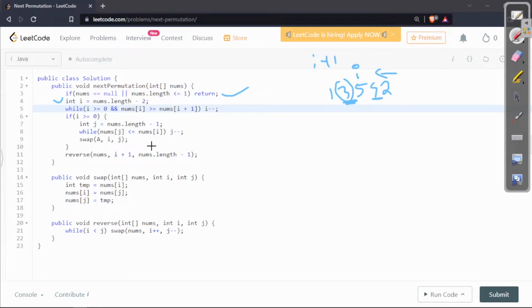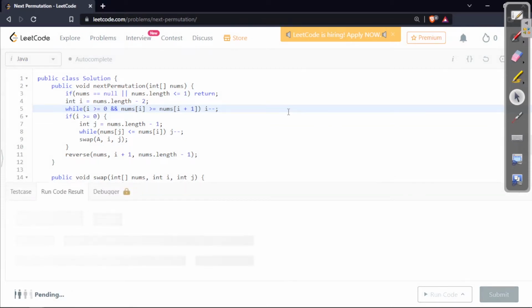Here we are swapping 3 with 4, and then after swapping, we just reverse the suffix of the array. That is how we will get the next permutation. Let's run the code. I have already run the code several times. I was getting some sort of error every time, but now it runs. Let's run the code.